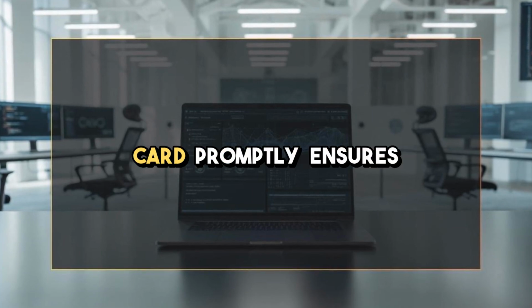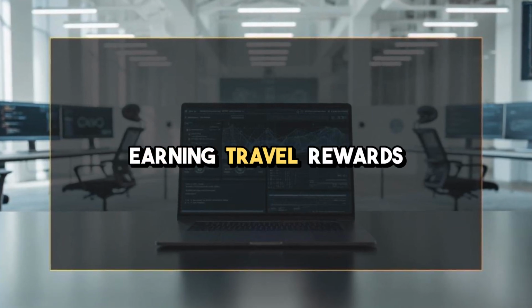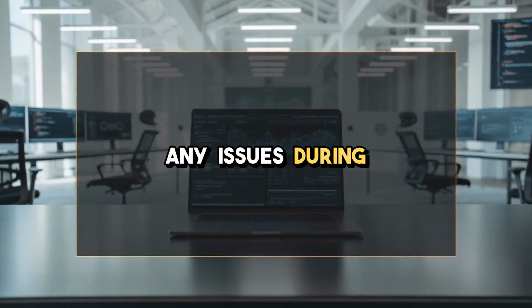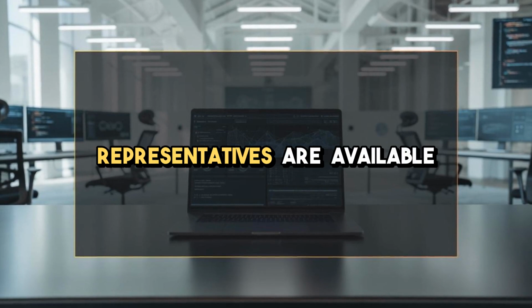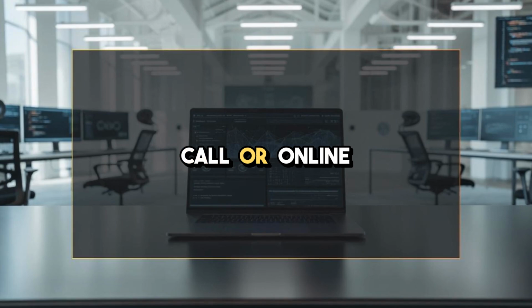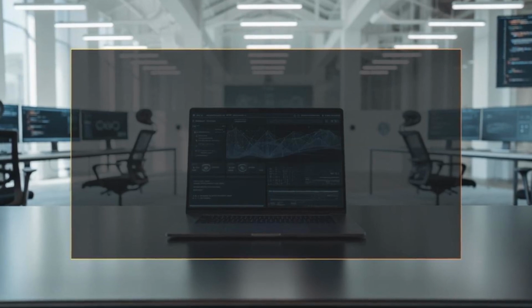Remember, activating your card promptly ensures you can start earning travel rewards on every purchase. If you encounter any issues during activation, customer service representatives are available to assist you. Keep your card handy during the call or online session for quick reference.